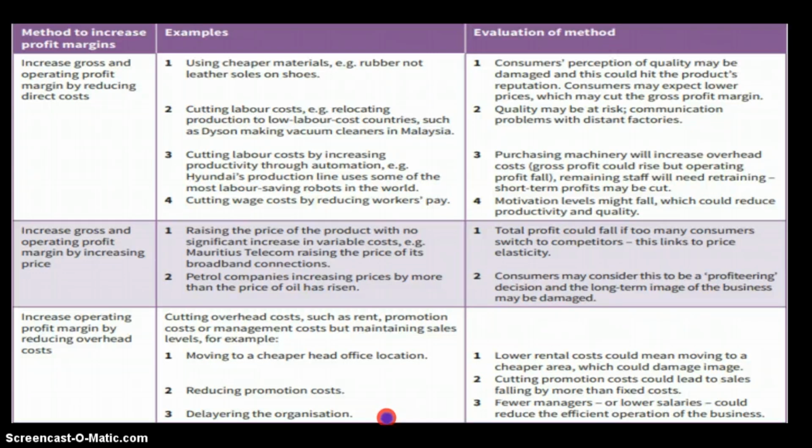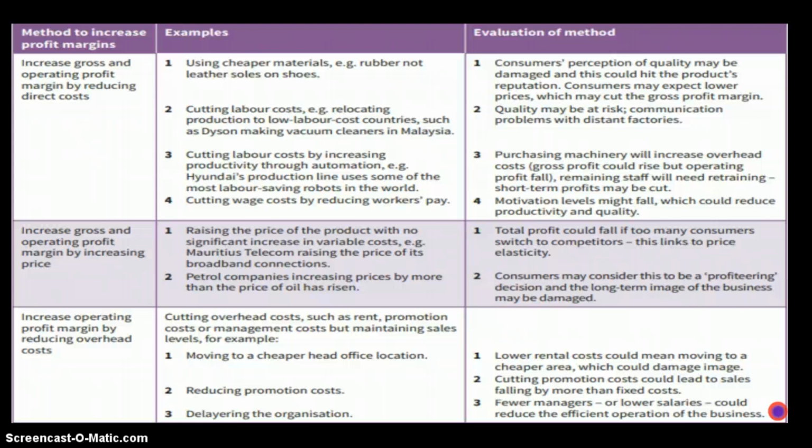And then we have delayering the organization. Of course, that will mean you don't have to pay as much to your managers because you will have fewer managers, so lower salaries. But that could also reduce the efficient operation of the business, right? Your efficiency could also reduce, because if you had that many layers of organization, then that's probably because you needed some level of management. You needed someone to watch over the other employees, your subordinates, to have a certain flow of command, certain coordination and all. So there must be some reason that you have layered your organization.